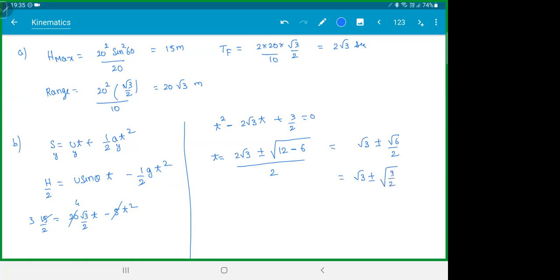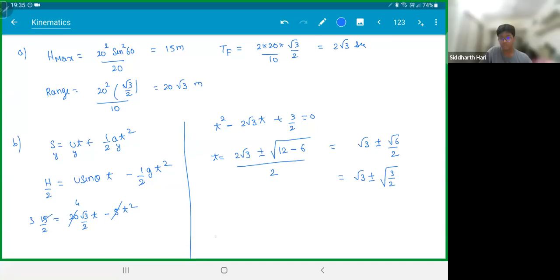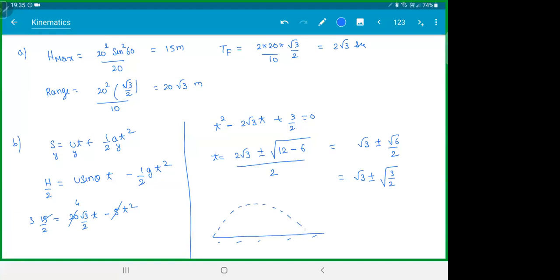Why are we getting two answers? Because it will come down on the way and it will still reach the same height. So when you're going like this, there are two positions where you get h max by 2. One is here and one is here. This would be the smaller time, root 3 minus root 3 by 2. This would be the bigger time, root 3 plus root 3 by 2. Check.